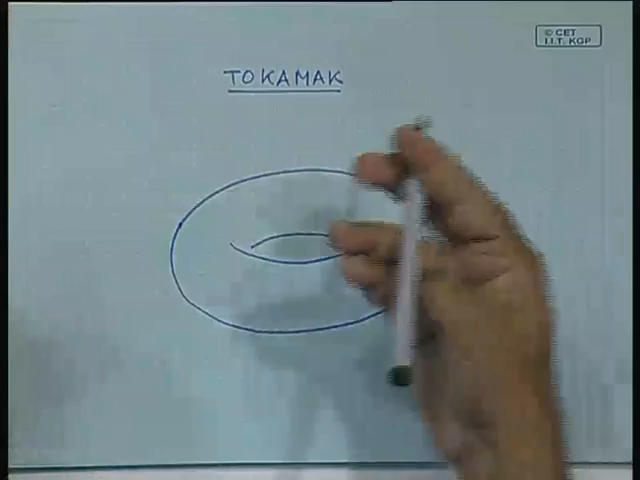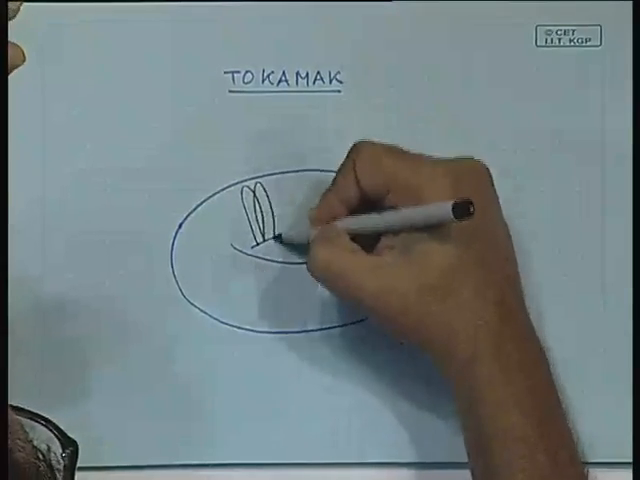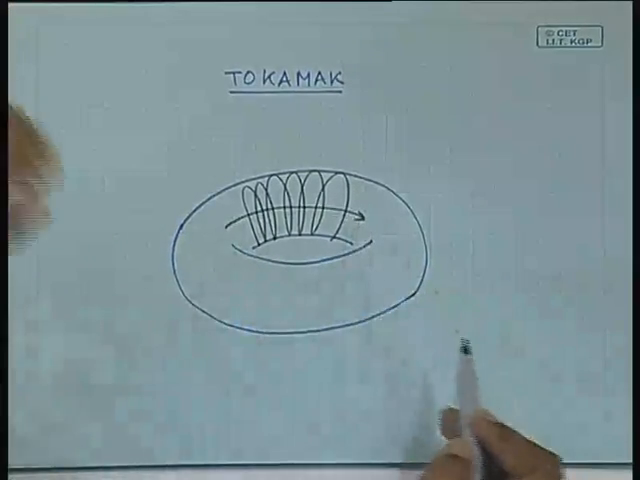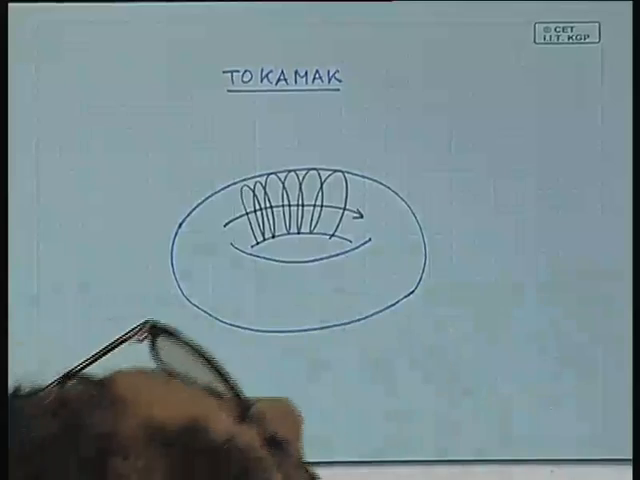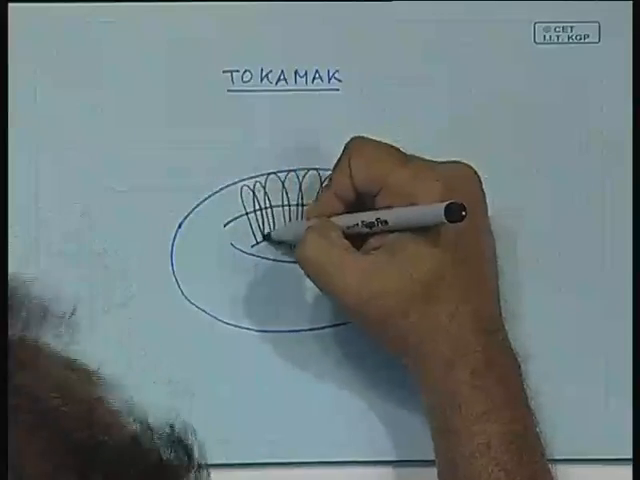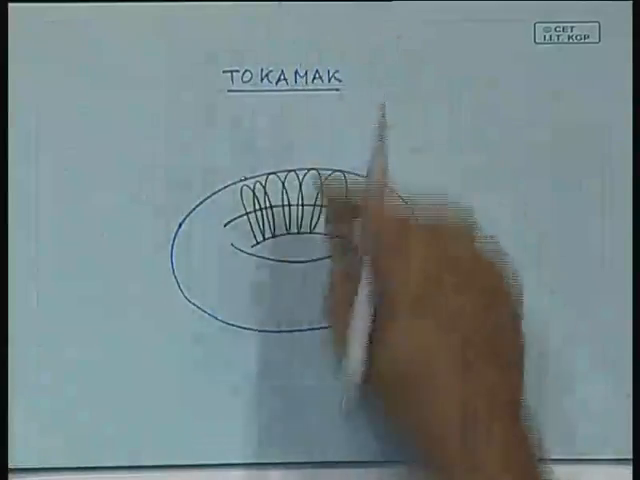And you would wind like this, so that the magnetic field is produced like so. So that is a toroidal coil. In effect, all these windings are essentially around the circumference of the torus.